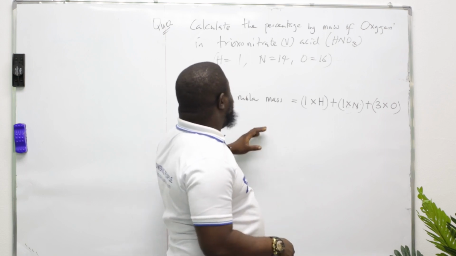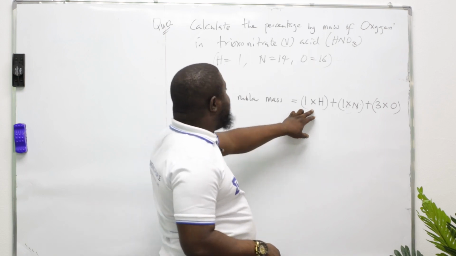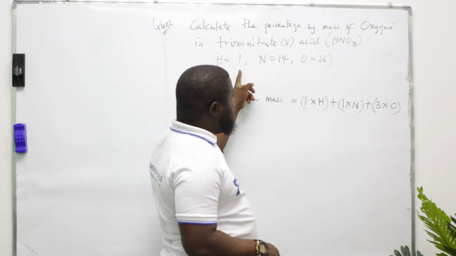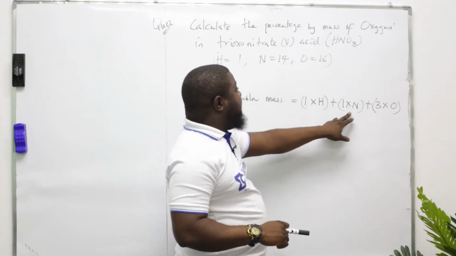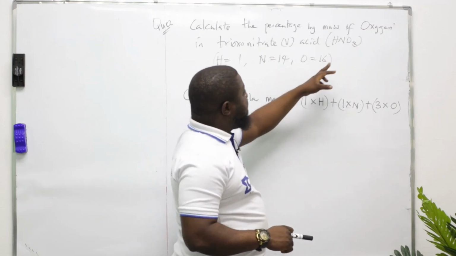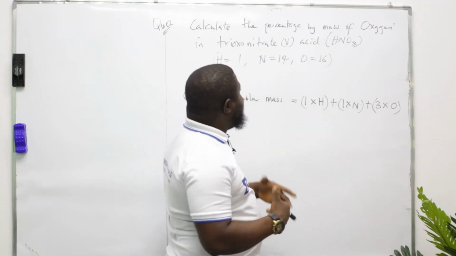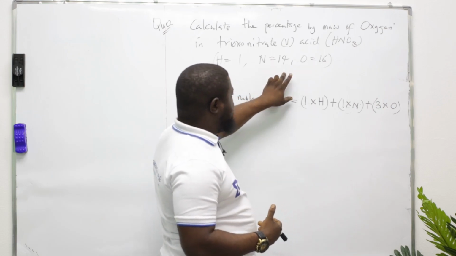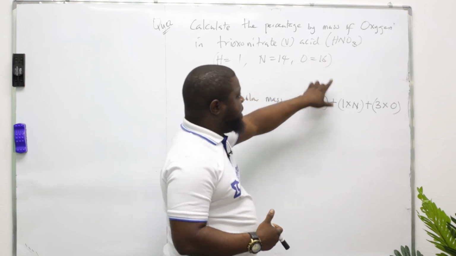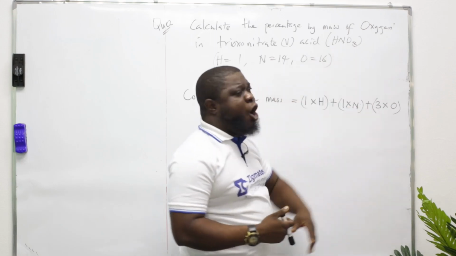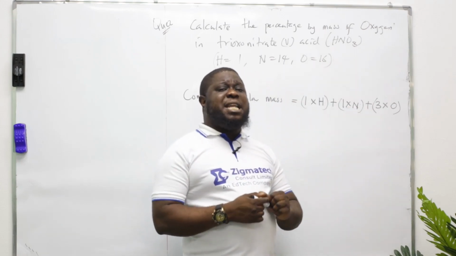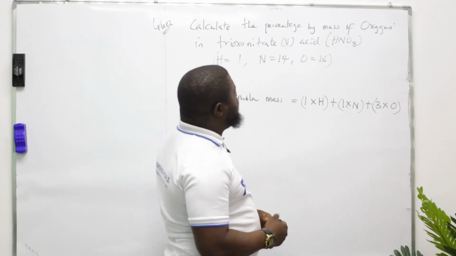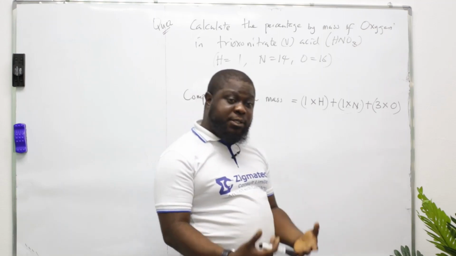Now, when you multiply 1 times H, why? Because H is 1, and in the compound, H is still 1. Nitrogen is 1, and in the compound nitrogen is still 1. Now, the mass number of nitrogen is 14. The mass number of oxygen is 16. Now, if you check in the compound, oxygen has 3 atoms. So in that sense, you multiply the number of atoms by the mass number.